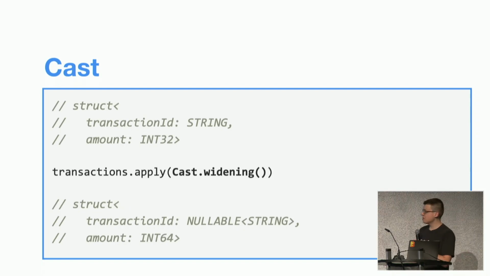Out of the box, it does only safe casts. So if you try to cast strings to integers, it would complain at pipeline construction step. But you can also disable this if you feel lucky.